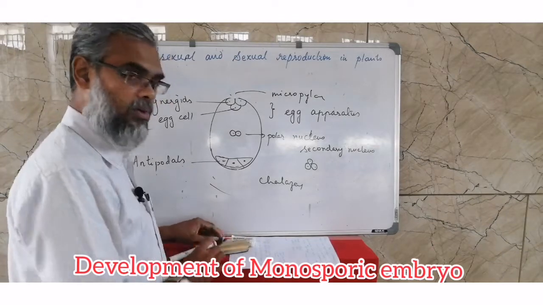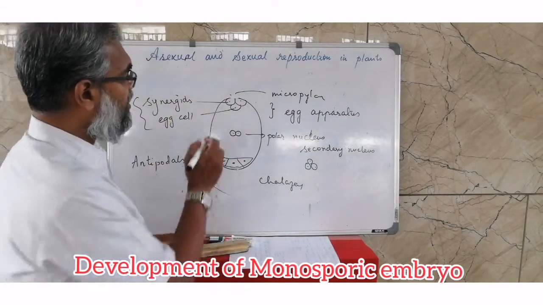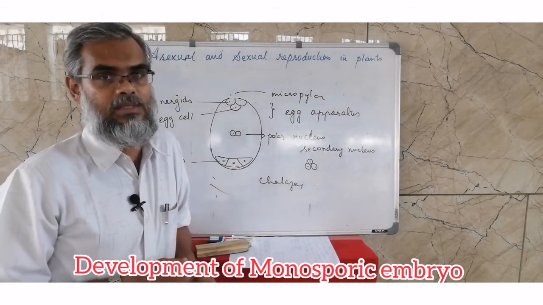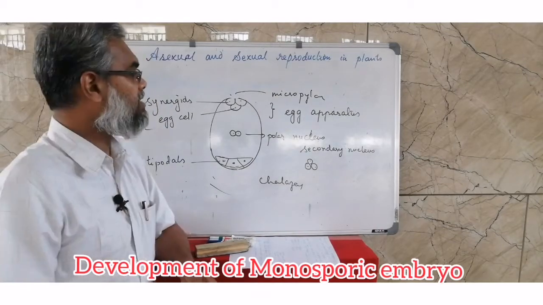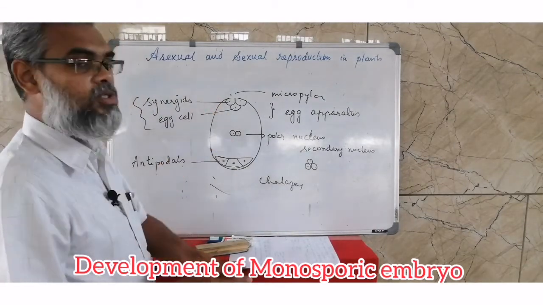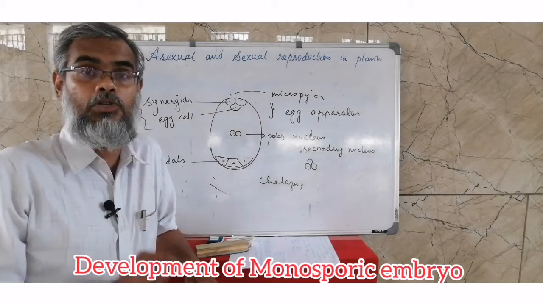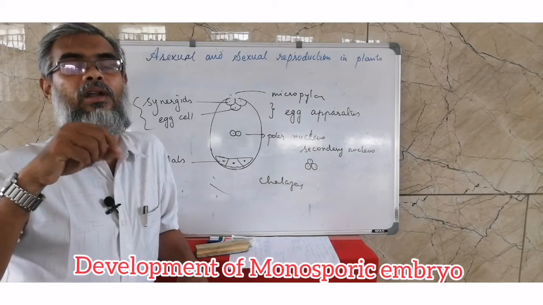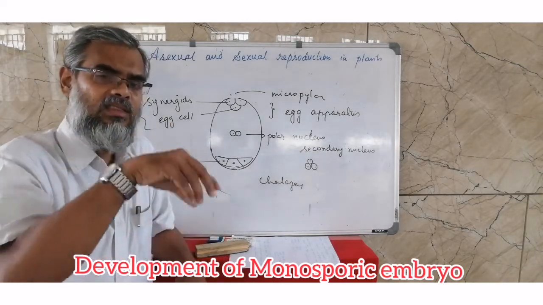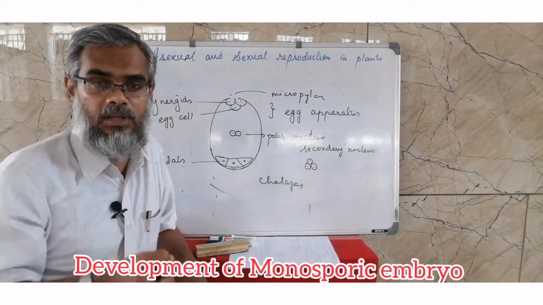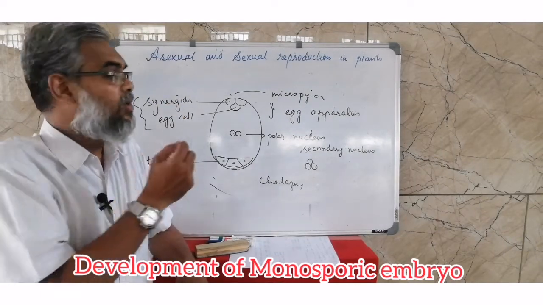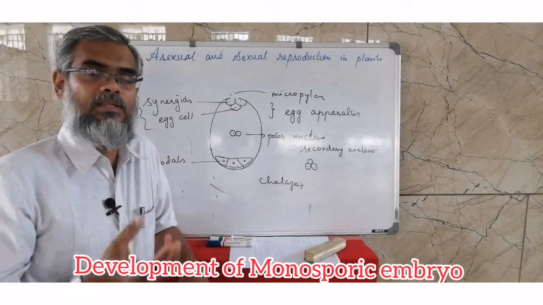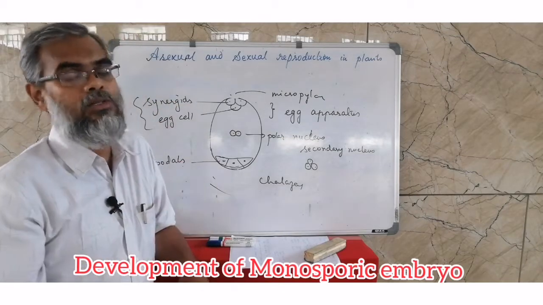Now, the main role here: the synergids secrete some chemotropic substances, some chemicals, that help to attract the pollen tube. We discussed in the male reproductive part that the pollen grain, after landing on the stigma, forms a pollen tube once it is attached. So the synergids secrete a chemotropic substance which attracts the pollen tube towards it.